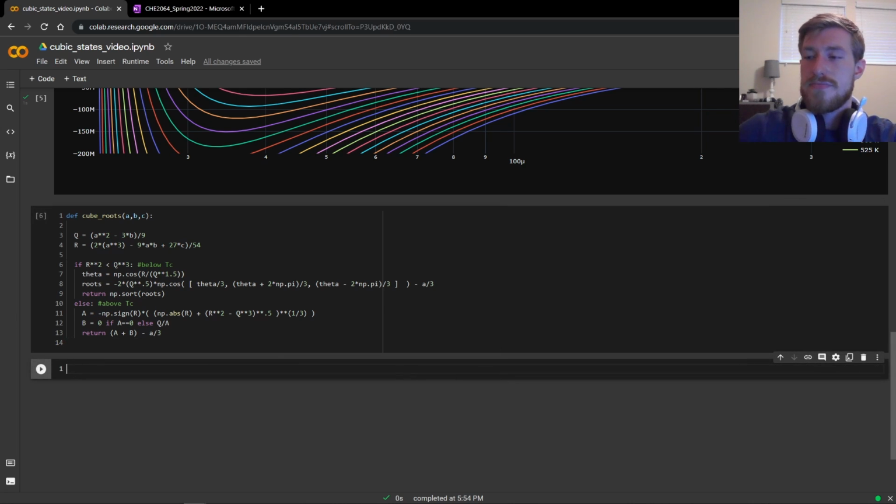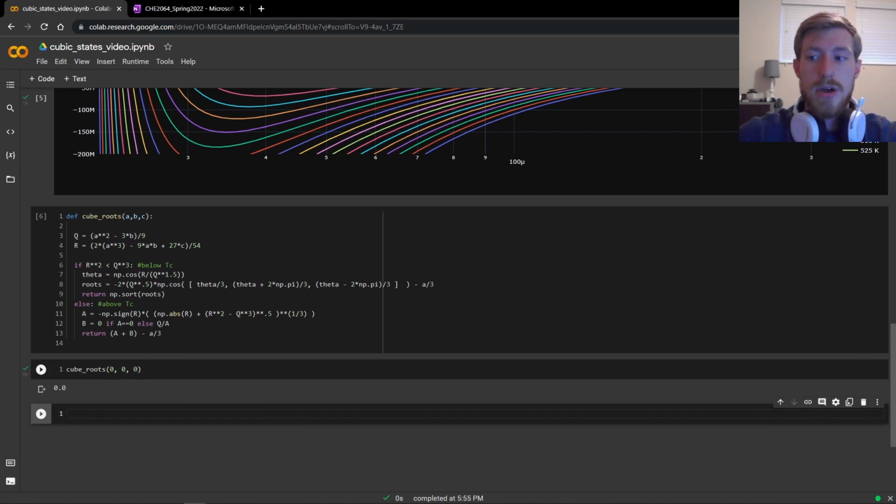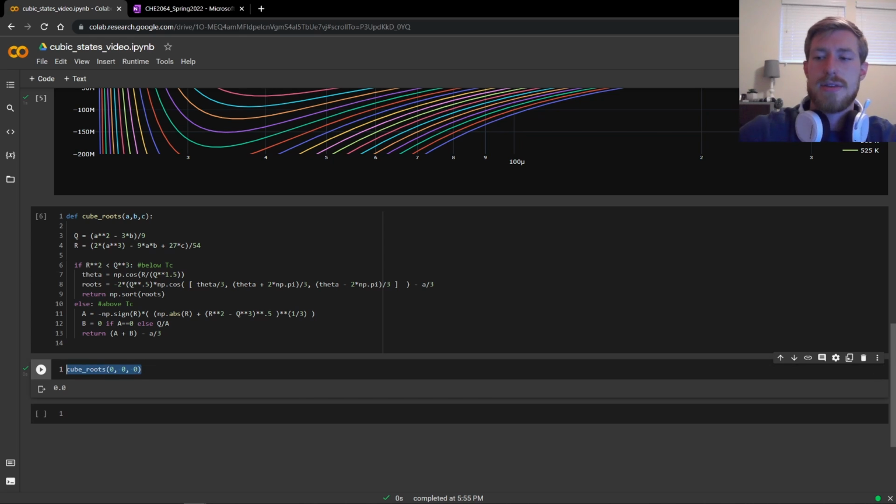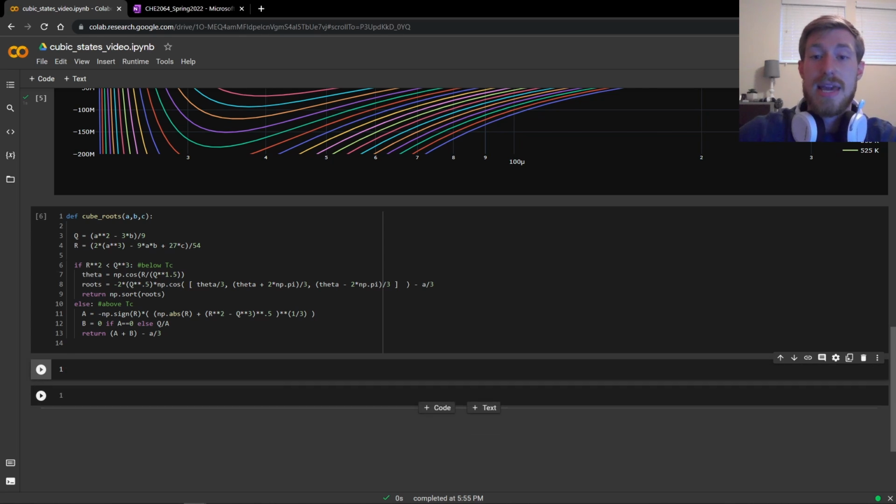So we're going to just run a little test. This is going to be pretty easy. So if we run cube roots of something, and we say that a is equal to 0, b is equal to 0, and c is equal to 0, which would correspond to the cubic equation x cubed is equal to 0, we would expect our one root to be 0, because the only number that when cubed gives you 0 is 0. So if we run cube roots, we should get 0 out, and we do, which means everything is working, hopefully, as intended.